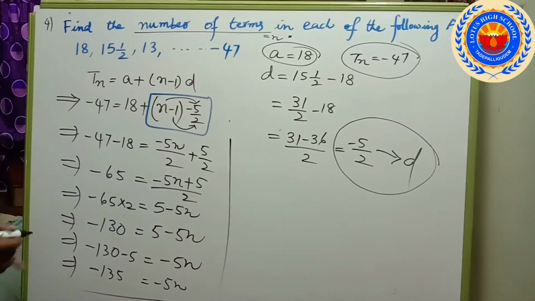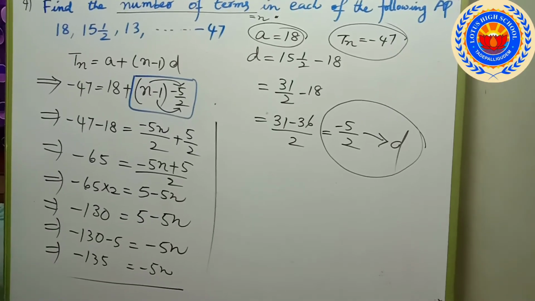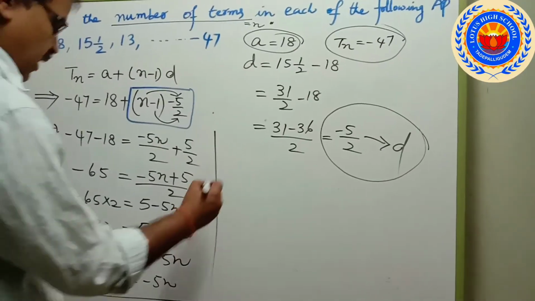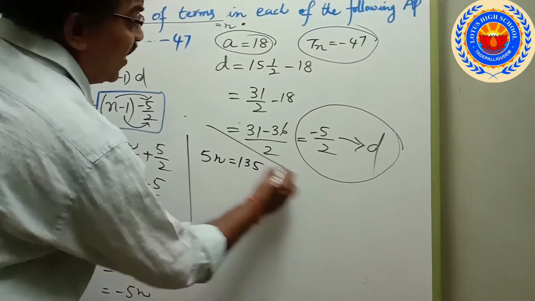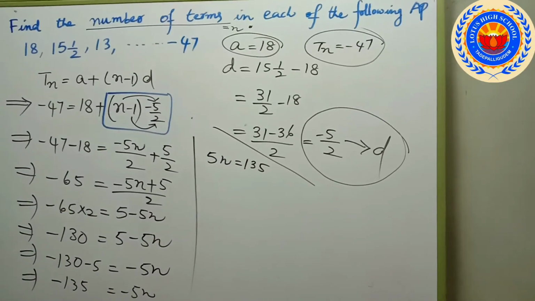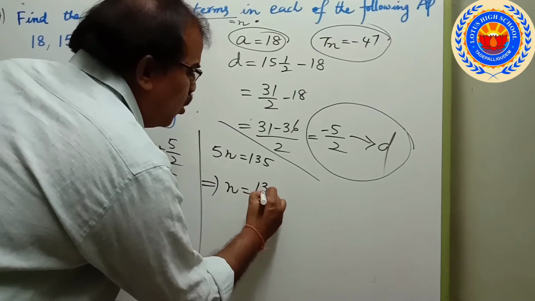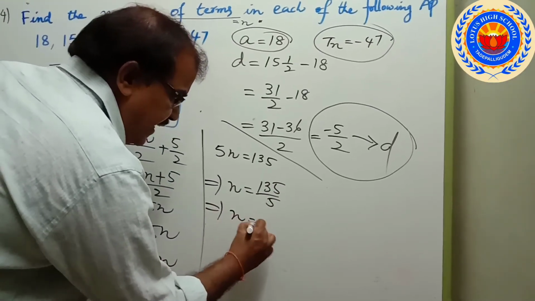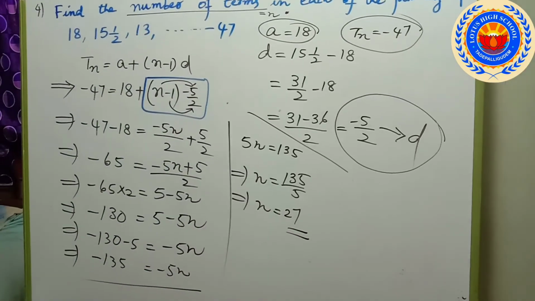Remove the minus. If you want, you can cancel. Instead of cancellation, multiply with minus 1 on both sides, or divide with minus 1 on both sides. 5n is equal to 135. So that implies n is equal to 135 by 5. That implies n is equal to 27.